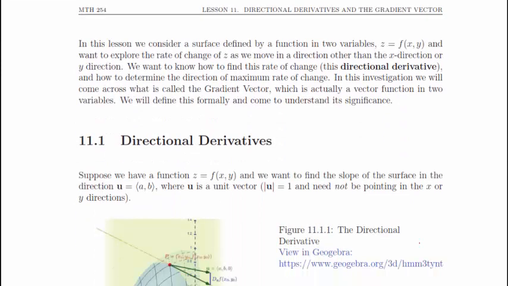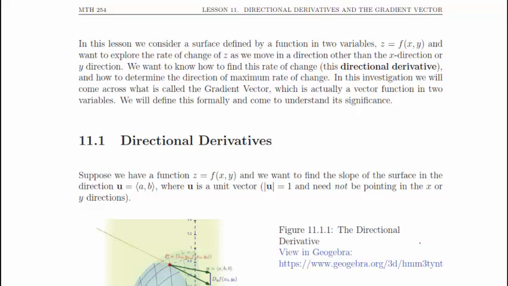In this lesson, we consider a surface defined by a function in two variables, z equals f of x comma y, and want to explore the rate of change of z as we move in a direction other than the x direction or y direction. We want to know how to find this rate of change, this directional derivative, and how to determine the direction of maximum rate of change. In this investigation, we will come across what is called the gradient vector, which is actually a vector function in two variables. We will define this formally and come to understand its significance.